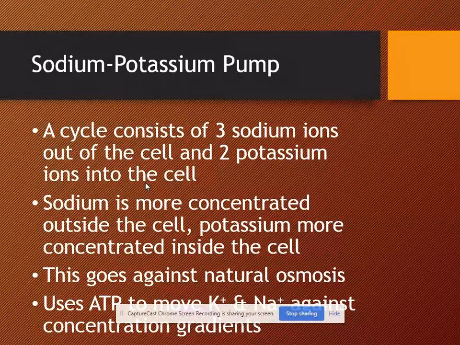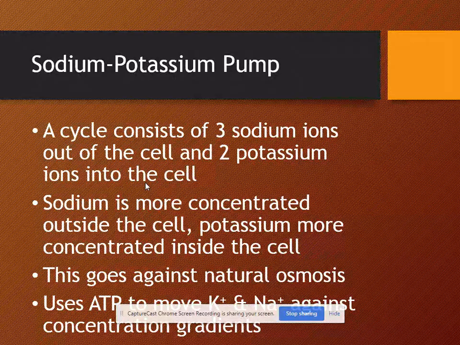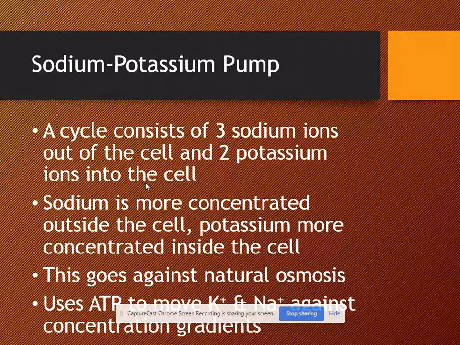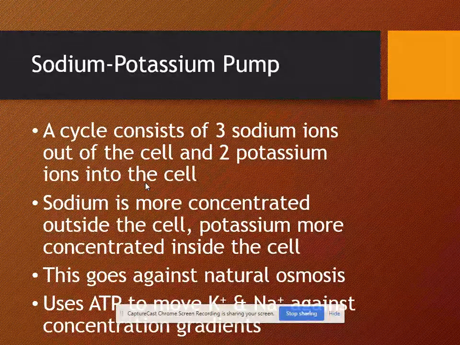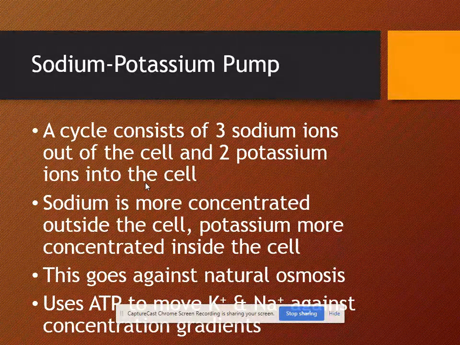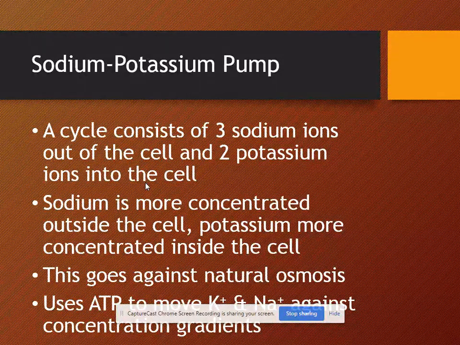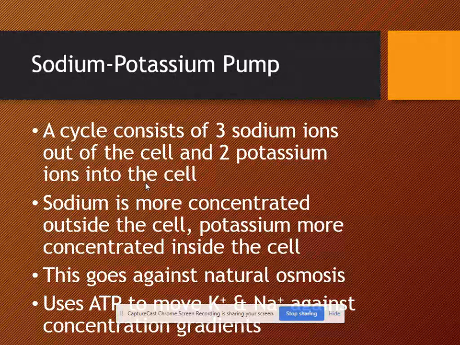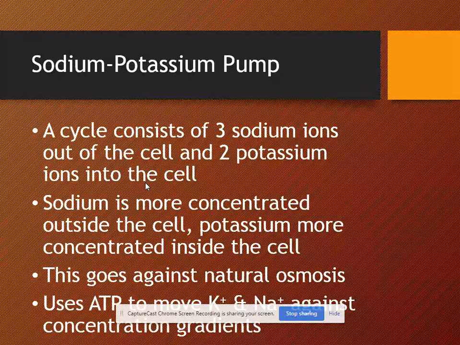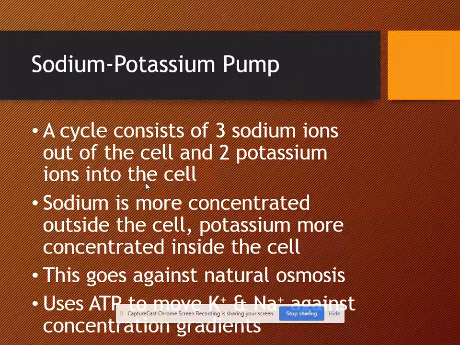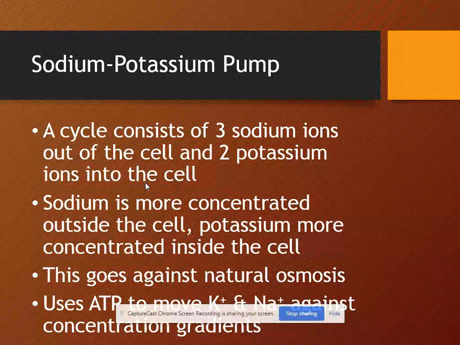The big thing for this is it takes 3 sodiums for every 2 potassium. So 3 sodiums, 2 potassium, 3 sodiums, 2 potassium. Now, if we look at where a cell normally is, a cell typically has more sodium outside it and more potassium inside it. So that is the normal. Cells want more potassium in. Cells don't want sodium, so they want it out.